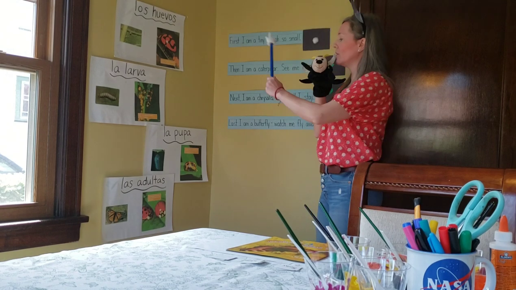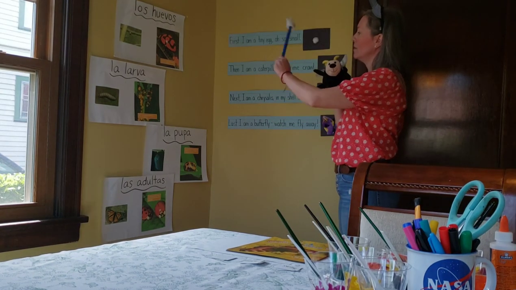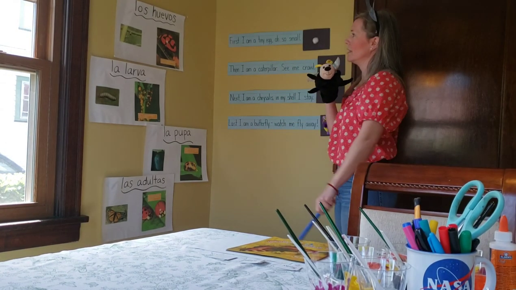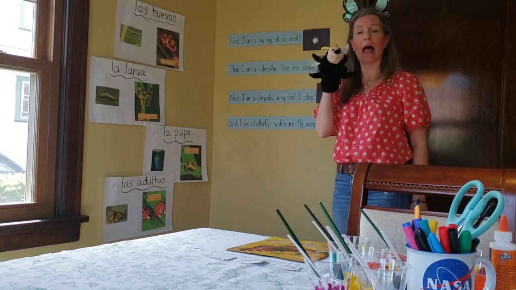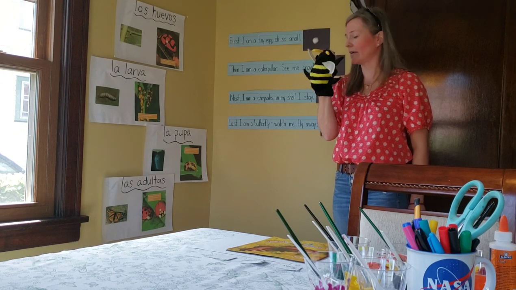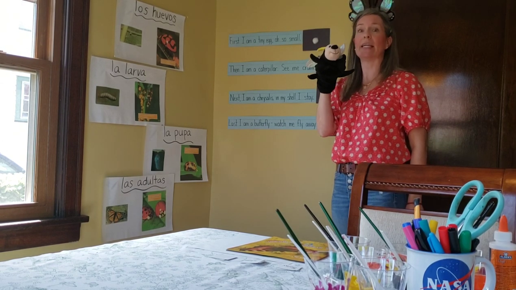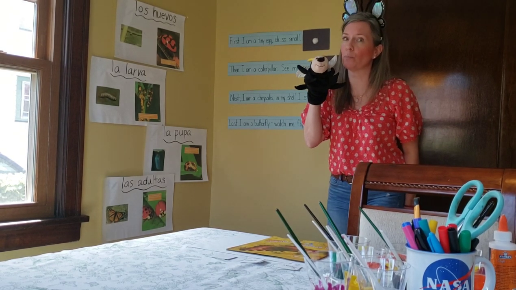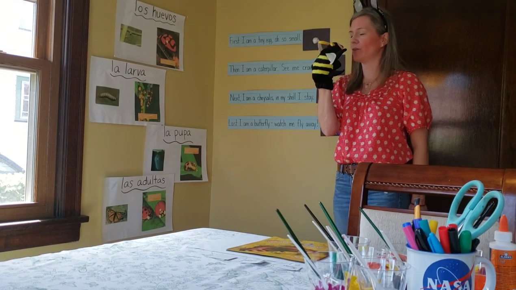So I want you to be looking at these two walls, and I want you to tell me if you can spy these four different stages of an insect. Okay, ready, Buzz? You tell me which one first, okay? He's gonna go out of order to be super duper duper tricky. Which one do you wanna do first, Buzz?